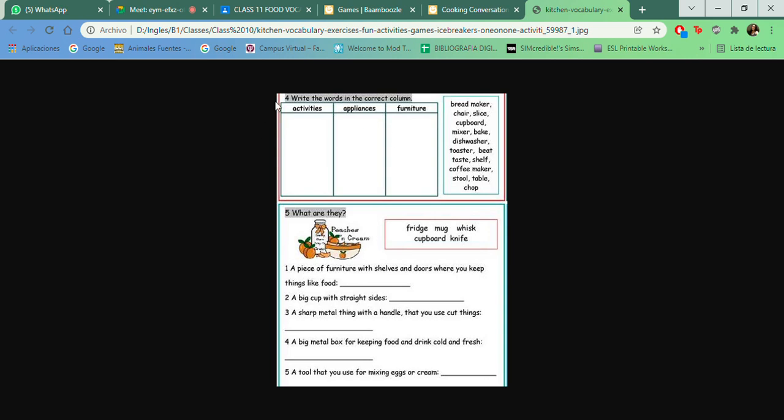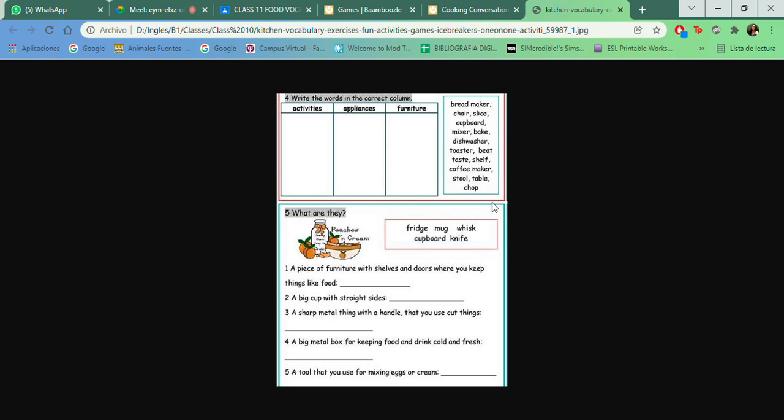So here we have to write the words in the correct column. Here you have activities, appliances, and furniture. So the maker, the chair, the slice, activities would be verbs. Okay. Cupboard. Okay, cupboard, furniture. Furniture, yes, or appliance, maybe. I would say furniture yes.